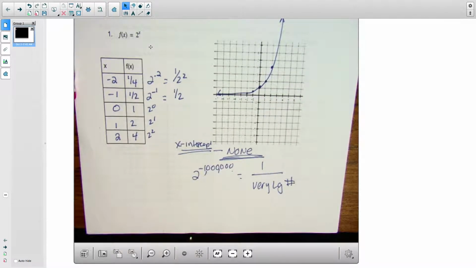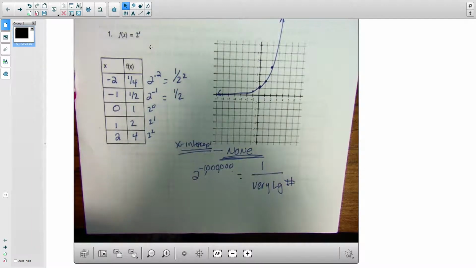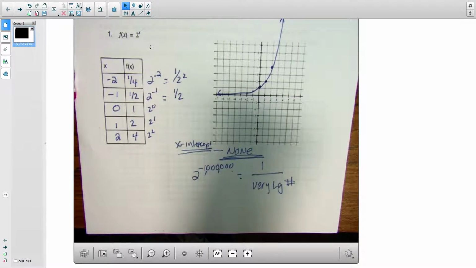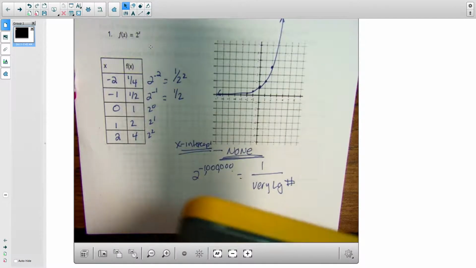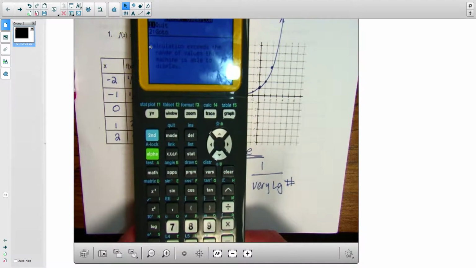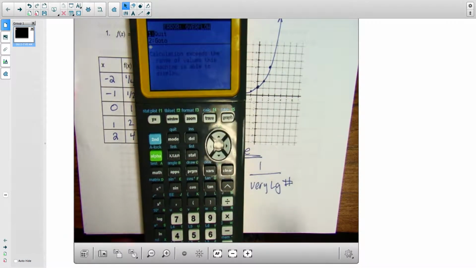And when you put this into the calculator, let's just do it. 1 divided by 2 raised to the 1,000,000. It says I have an error. The calculation exceeds the range of this value. So it's just very small.